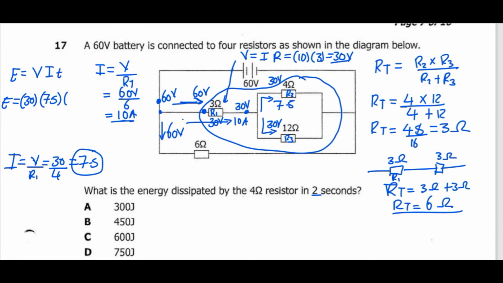Then time is given, 2 seconds. We can now punch it at once. So 30 times 7.5 times 2. According to my calculator, I'm getting 450 joules. Our answer is just C, B.